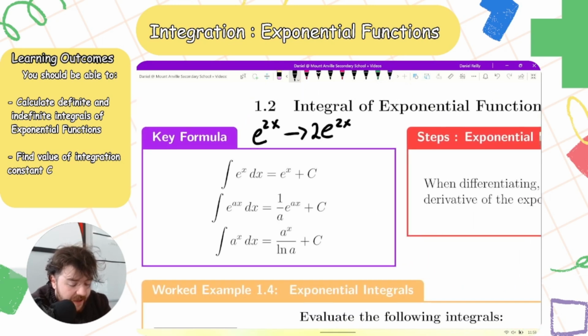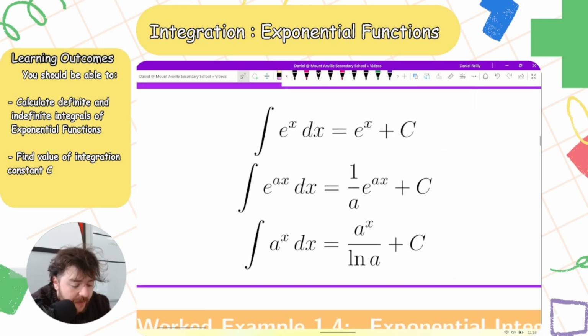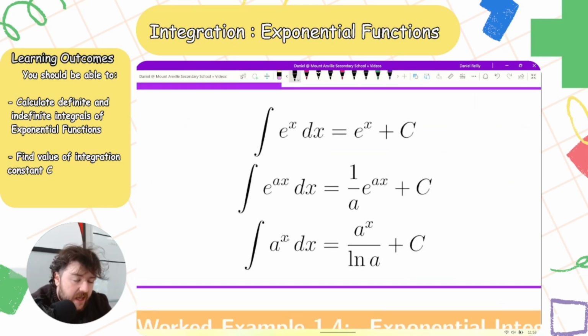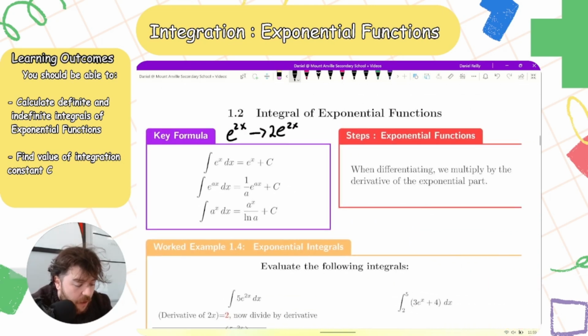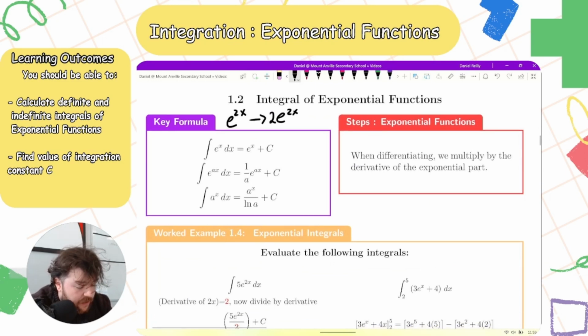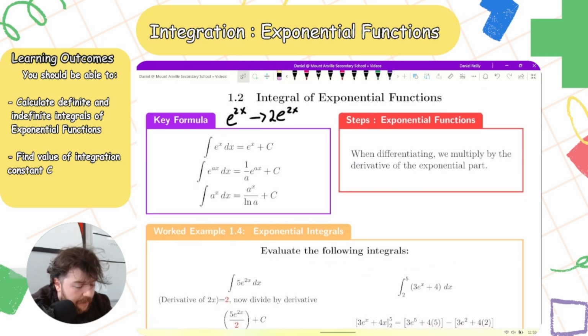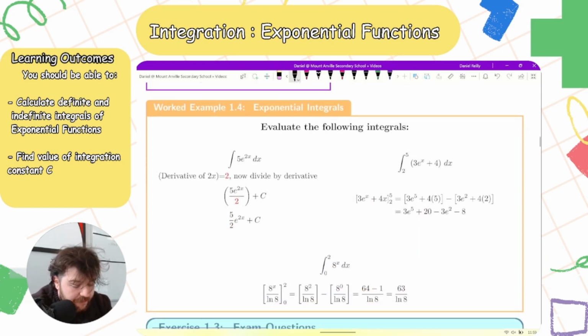And then finally, what if I am integrating a to the x? So some number like 3 to the x, 4 to the x, whatever, to the power of x. Well, that'll just be a to the x over ln of a, plus c. So when differentiating, we multiply by the derivative of the exponential part. When integrating, we divide then.